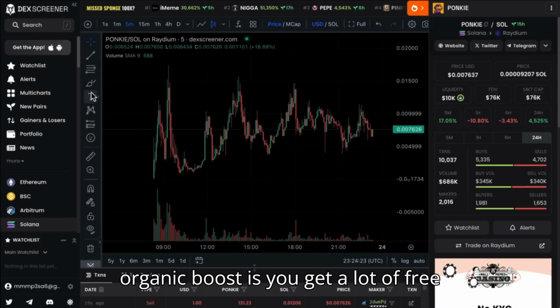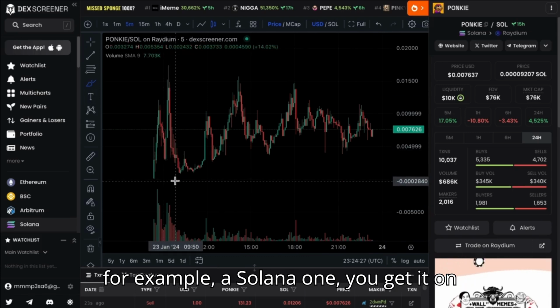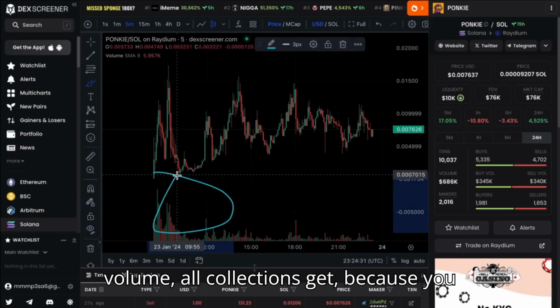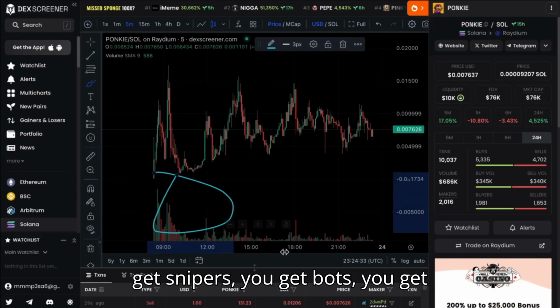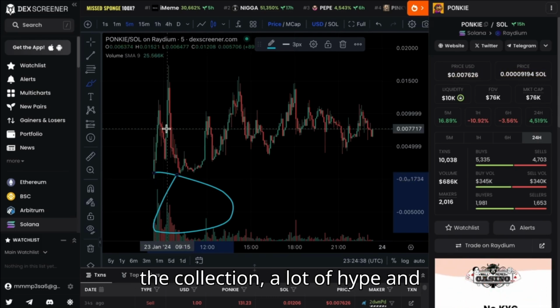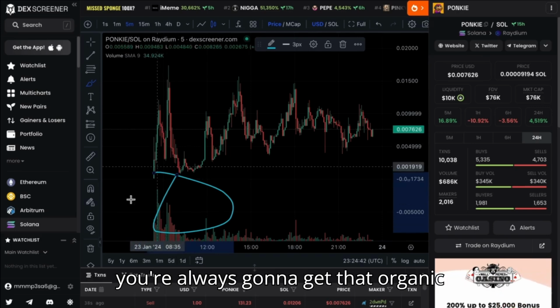The organic boost is you get a lot of free marketing. When you launch a meme coin, for example, a Solana one, you get it on Dexscreener and stuff, the original volume all collections get, because you get snipers, you get bots, you get everybody just hyping in, jumping into the collection, a lot of hype, and everybody trying to make a quick buck. So you're always going to get that organic volume.